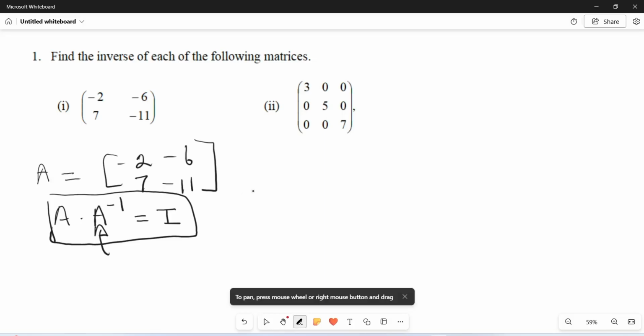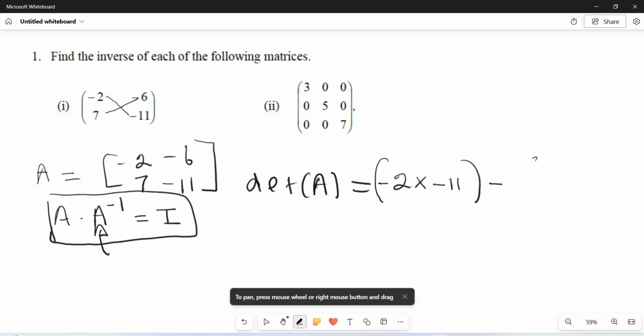So how do we find the determinant? Now our first aim is to find the determinant of A. I will write here det A. Det A means the determinant of A. How do you find the determinant? You just take the left diagonal and the right diagonal, multiply these diagonals and subtract. So the left diagonal is minus 2 into minus 11, and you subtract the right diagonal, which is 6 into 7. Is that correct?